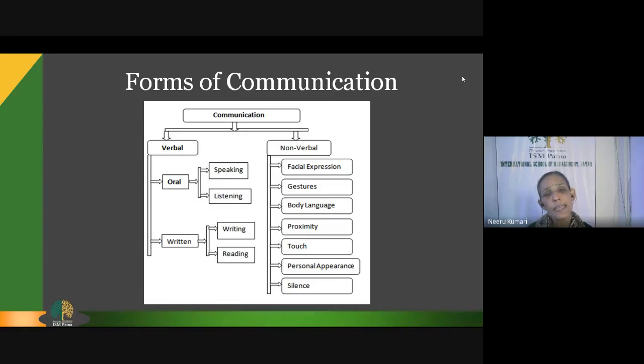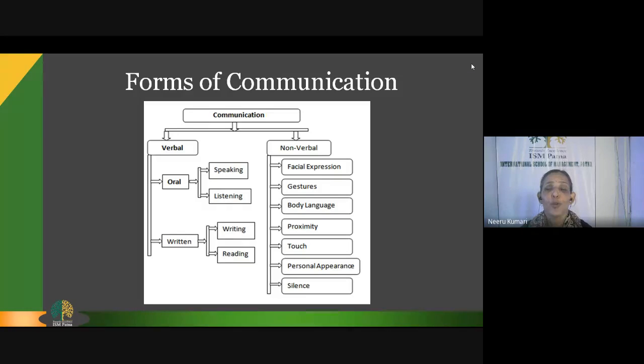Now, moving to the next segment, which is a bit difficult to identify and to understand on an online platform, because non-verbal communication is purely focusing on body language. So please understand, whenever we talk about non-verbal communication, our body is divided into three parts. The first is face. Your face, particularly your eyes, your lips, your eyebrows, they convey a lot. So your facial expression matters a lot. The first one, facial expression.